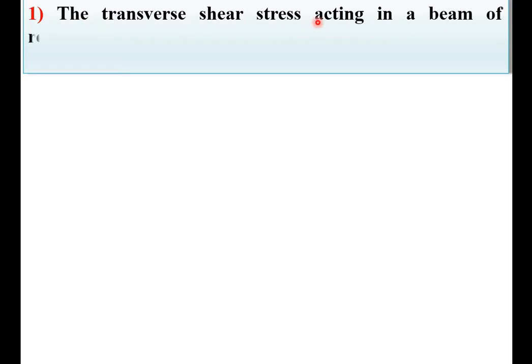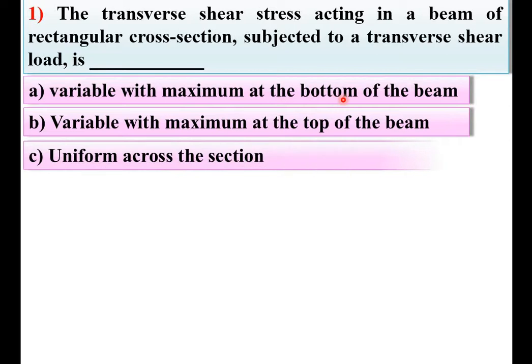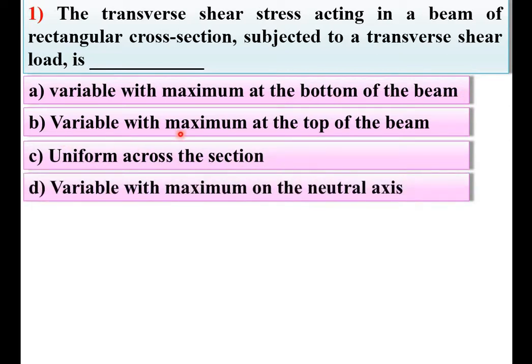Question number 1. The transverse shear stress acting in a beam of rectangular cross section subjected to a transverse shear load is: variable with maximum at the bottom of the beam, variable with maximum at the top of the beam, uniform across the section, or variable with maximum on the neutral axis.